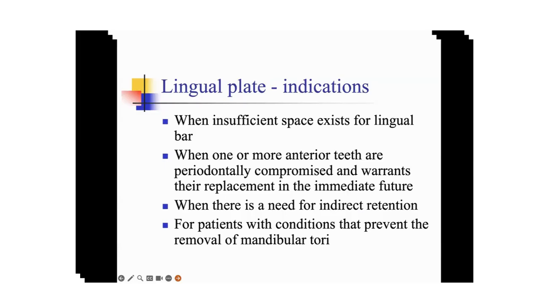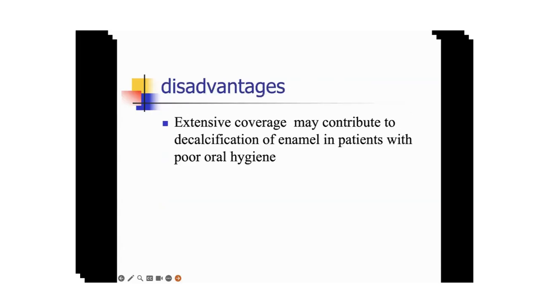So what are the indications that you choose a lingual plate? Mandibular major connector: when there is insufficient space for a lingual bar, or when there are one or more anterior teeth that are periodontally compromised and warrant their replacement in the immediate future, when there is a need for indirect retention, or if the patient has conditions that prevent removal of mandibular tori, then you can use a lingual plate. So the major disadvantage is the extensive coverage.